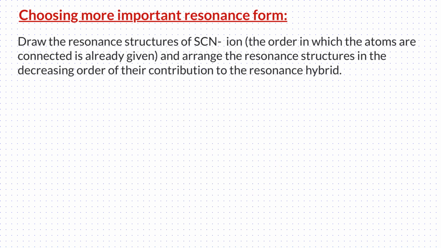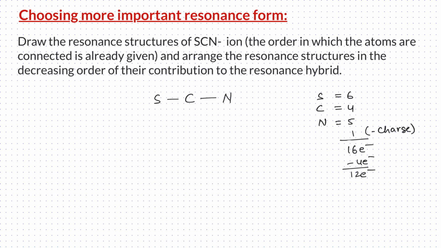Let us start by writing the Lewis dot structure. Sulfur and nitrogen on the side, carbon atom in the center. Count the total number of valence electrons. Connect the central atom to the terminal atoms by single bonds. Use the remaining electrons to place on the terminal atoms. We used up all the electrons. Now verify if each of the atoms has an octet configuration.